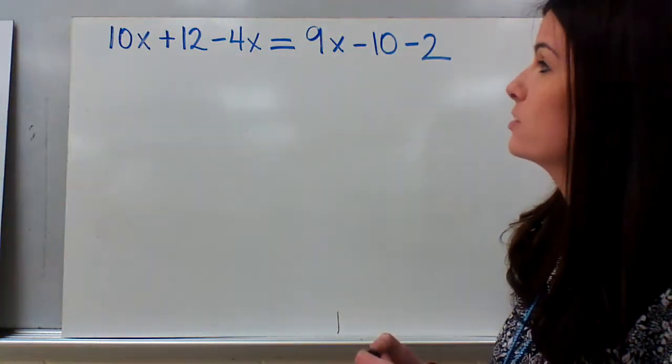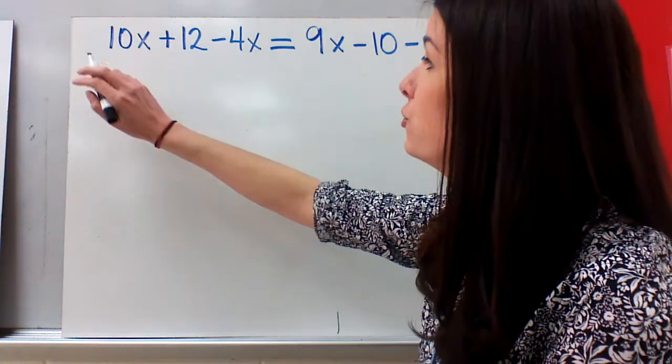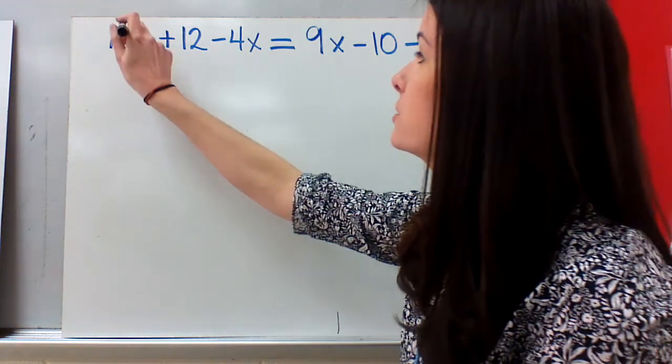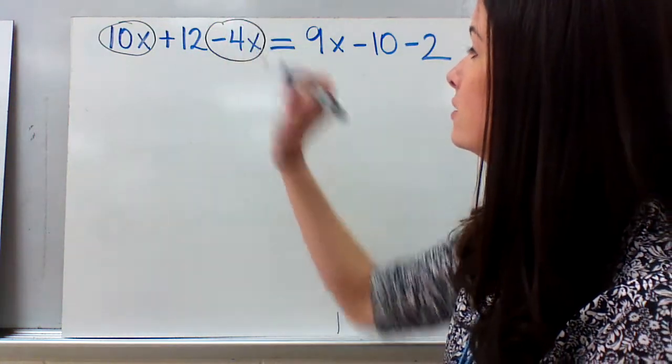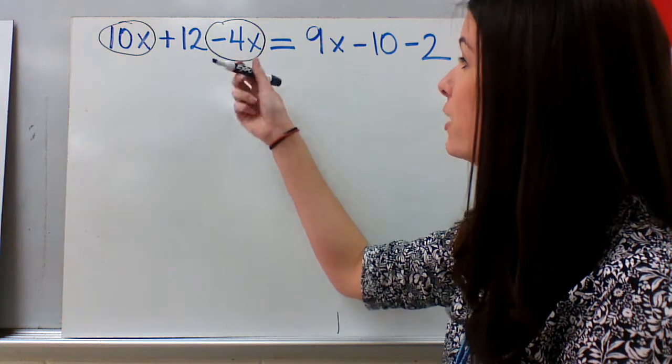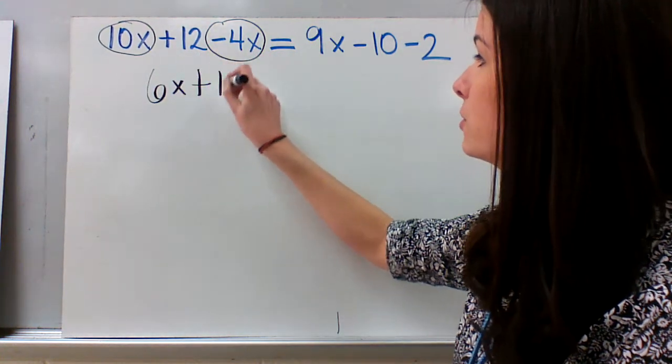Okay, so let's try this. We're going to simplify everything we can on each side of the equal sign. And you do that here by combining like terms. So we have 10x minus 4x. You have 10x and you subtract 4x, you now have 6x plus 12.